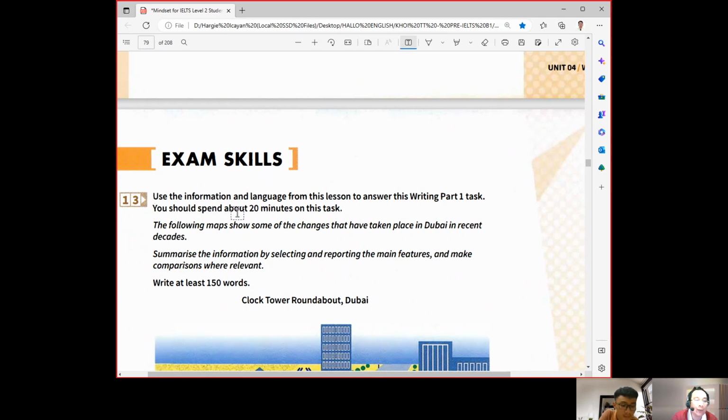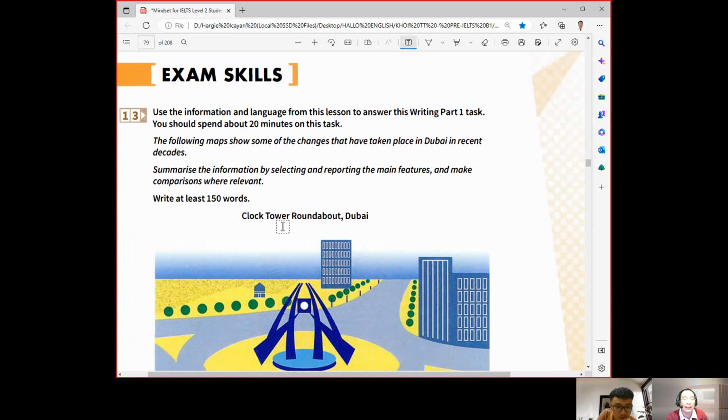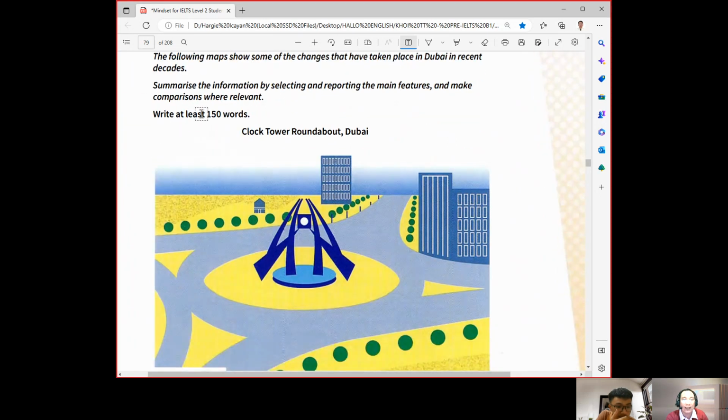Now, let's take note of the exam skills, Koi. Exam skills: use the information and language from this lesson to answer this Writing Part 1 task. You should spend about 20 minutes on this task. Remember, in the writing part, you are going to spend 20 minutes. Look at this one. The following map shows some of the changes that have taken place in Dubai in recent decades. Summarize the information by selecting and reporting the main features and make comparisons where relevant. Take note, Koi, you are going to write at least 150 words. That would be the exam advice. So when we are talking about at least, what does it mean?